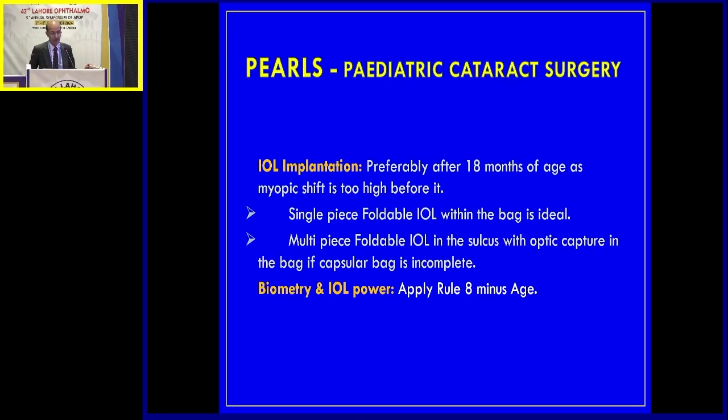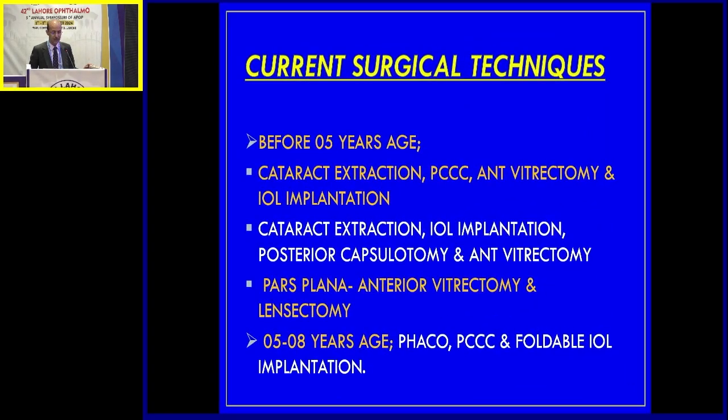For biometry, the rule of 8 minus age is standard. Subtracting the age from 8, generally that is what we do. The techniques are: before 5 years of age, cataract extraction, posterior capsular access, anterior vitrectomy and IOL implant, which I have already discussed. After 5 to 8 years, we do only capsulotomy. The posterior capsulotomy, PCC, we can do before IOL implant as well as after implant surgery. If it is after surgery, then we have to use a vitreous cutter for posterior capsular access.